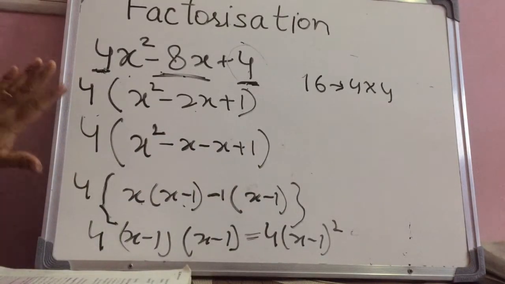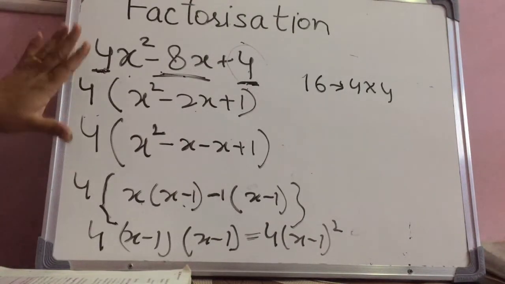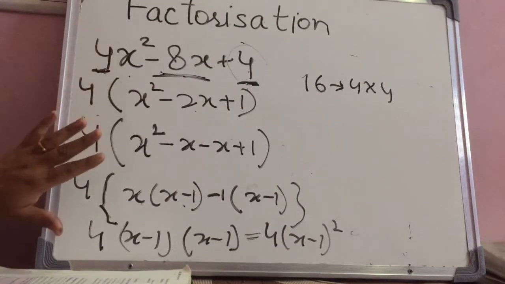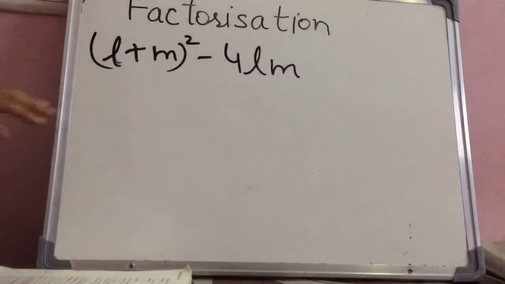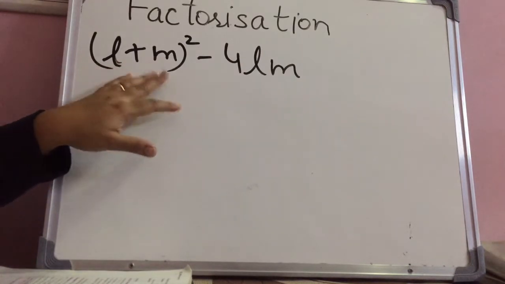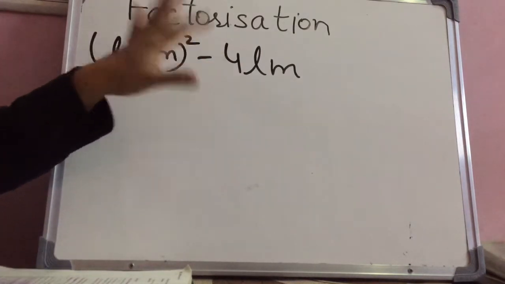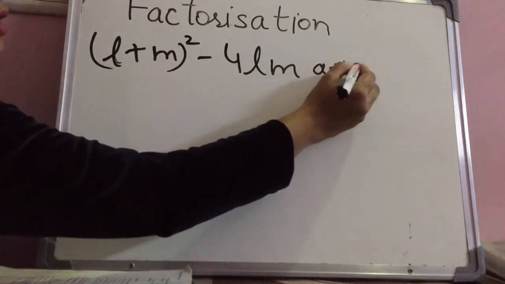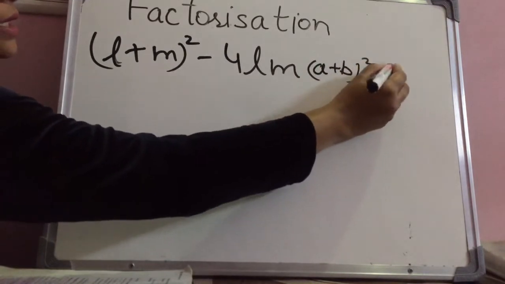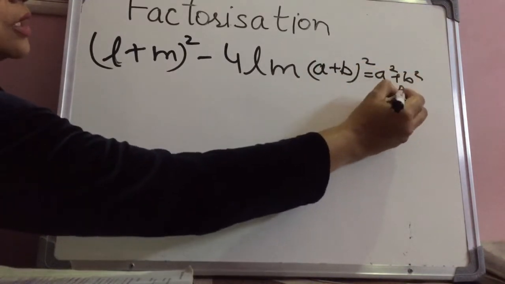Whatever way you feel easy to do, you just have to find out what we have to do to get a simple expression which can be split or factorized. Now this is another example. How will we do it? We will first expand this term by using the identity a plus b whole square. That identity is a plus b whole square is equal to a square plus b square plus 2ab.